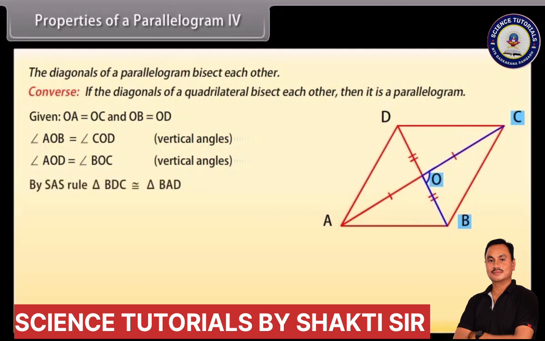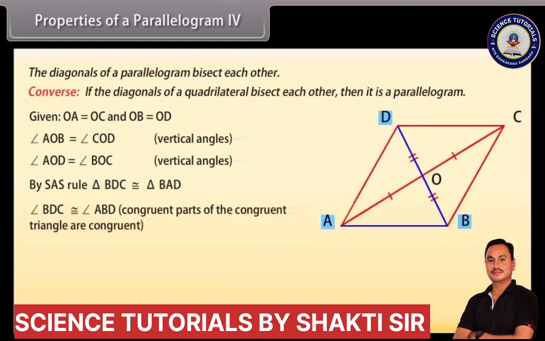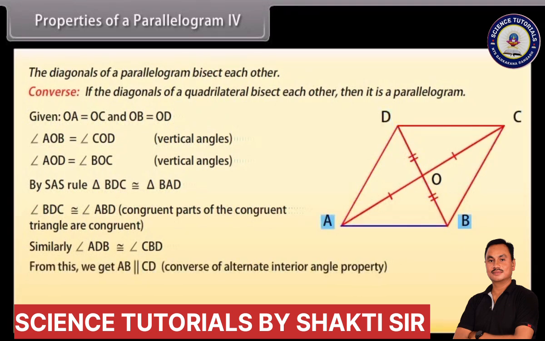So, by SAS rule, triangle BDC is congruent to triangle BAD. Therefore, angle BDC is equal to angle ABD, because corresponding parts of congruent triangles are congruent. Similarly, angle ADB is equal to angle CBD. From this we get AB is parallel to CD. Similarly, BC is parallel to AD, using the converse of the alternate interior angle property. Therefore, ABCD is a parallelogram.